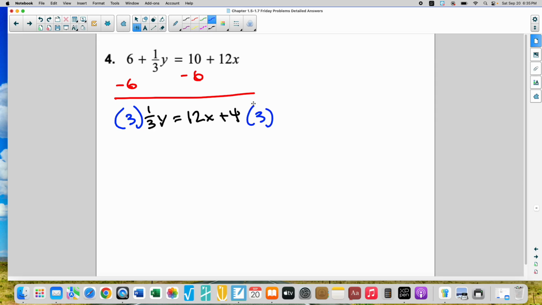And when we multiply that right side, remember how we had to divide everything? Well, we have to multiply. If we're going to triple the right side, we've got to triple both of these things. So y equals 36x plus 12.